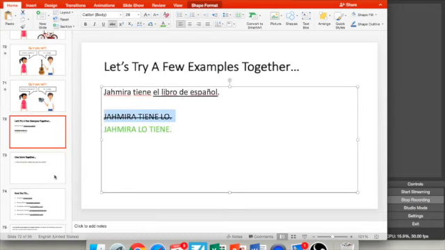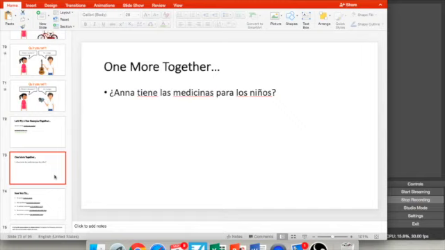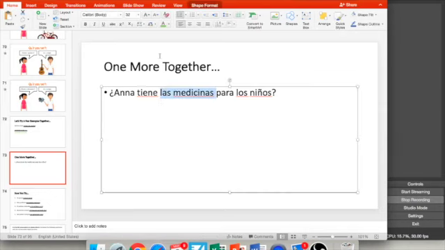All right. Here's one more for you to do. We'll do this one together. Ana tiene las medicinas para los niños. Does Anna have the medicines for the children? Does Anna have them? Does she have who or what? Does she have the medicines? Las medicinas is going to become either los or las to say them. We know that in this case, medicinas are feminine and they are plural. So las medicinas will become las.